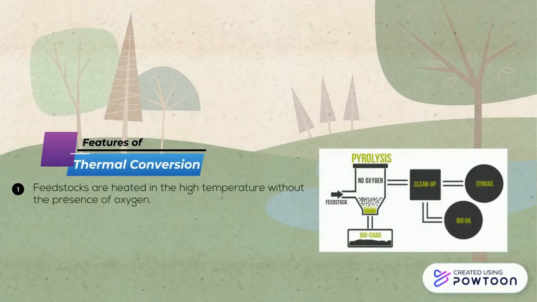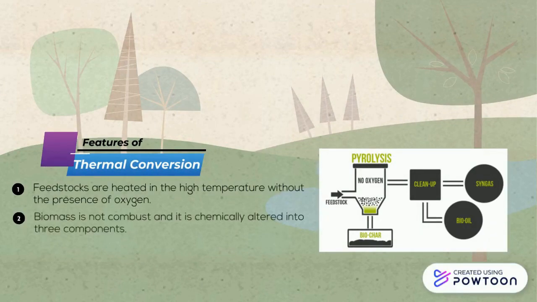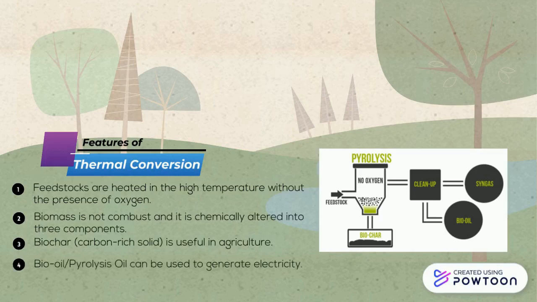Pyrolysis. Feedstocks are heated at a high temperature without the presence of oxygen. Biomass does not combust and is chemically altered into three components. Biochar is useful in agriculture. Bio-oil or pyrolysis oil can be used to generate electricity. Syngas is the same as in gasification.